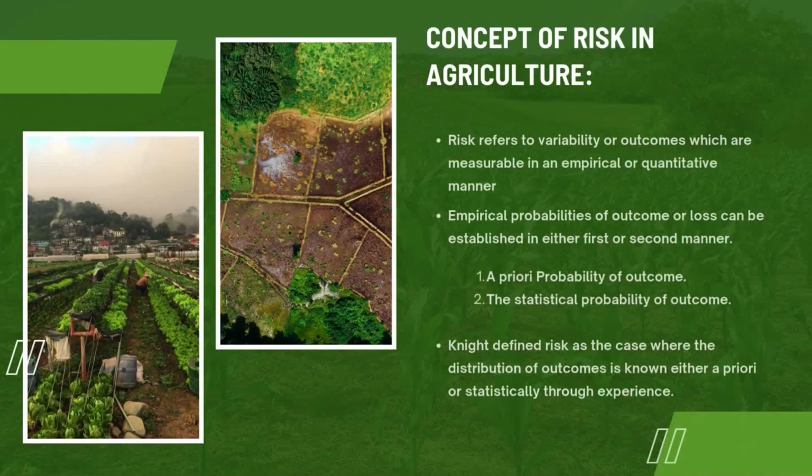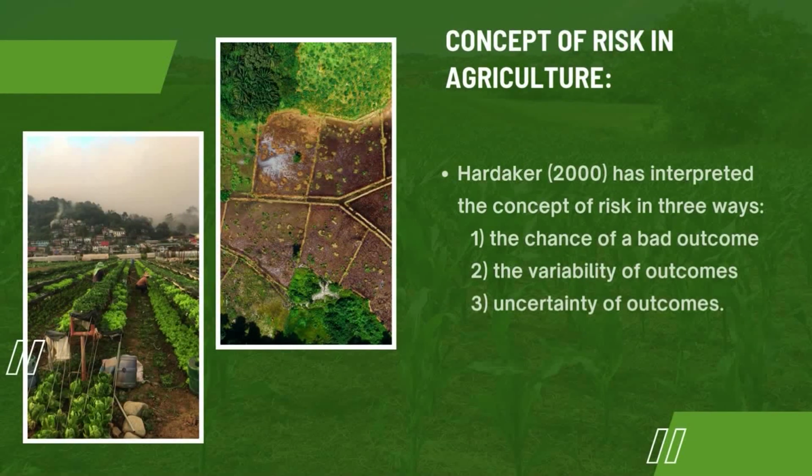Now I've defined risk as the case where the distribution of outcomes is known either a priori or statistically through experience. This definition implies that decision makers have imperfect information about whether a given outcome associated with a course of action will occur, but act as if they know the probabilities of the relevant alternative states of nature that lead to different outcomes. Nevertheless, probabilities used by decision makers are usually unavoidably subjective.